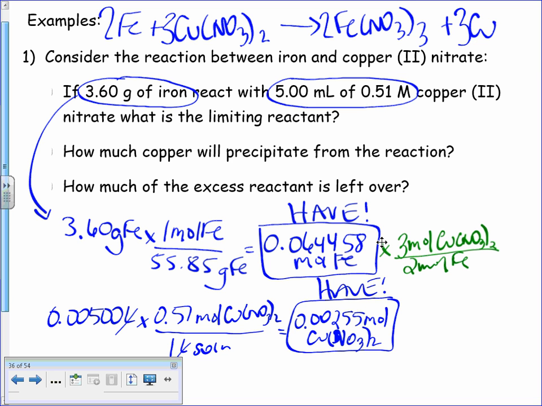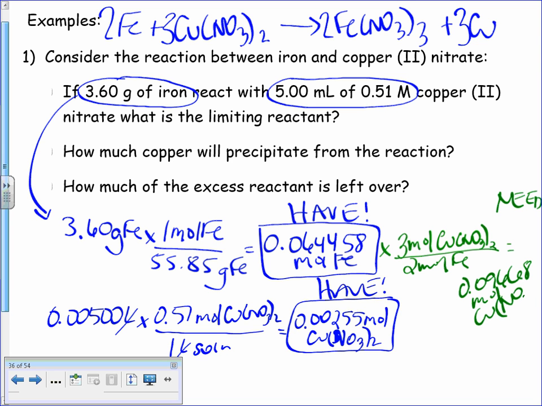So I'm comparing this number to how much copper 2 nitrate I need to fully react with all of that mess. Okay? If that's 3 over 2, that means I'm going to multiply by 3 divided by 2. So I require, or I need, whatever this number is of copper 2 nitrate to fully react with all of that. So tell me what that is. 0.0966 moles of copper 2 nitrate.